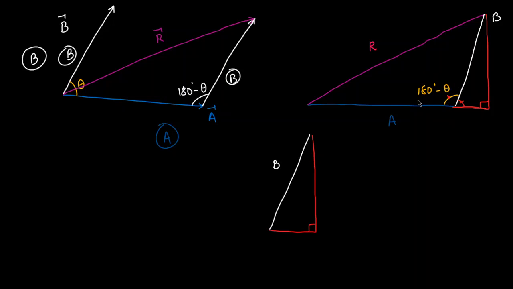One of these is 180 degrees minus theta, so this must be theta. So this is the angle theta. Now you can figure out what these legs are. You can figure out what this side is.